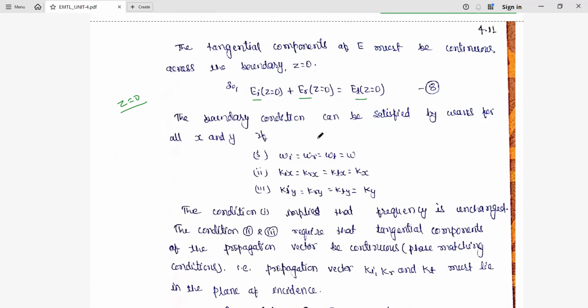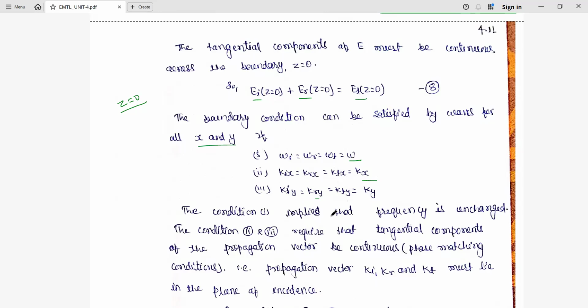So for this boundary condition to be satisfied by the waves for all values of x and y, what is the condition for that? Omega I equal to omega R equal to omega T, all three are equal. Similarly, kix equal to krx equal to ktx equal to kx, and kiy equal to kry equal to kty equal to ky.